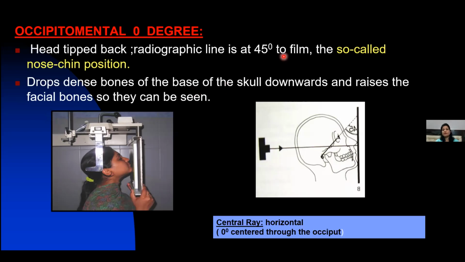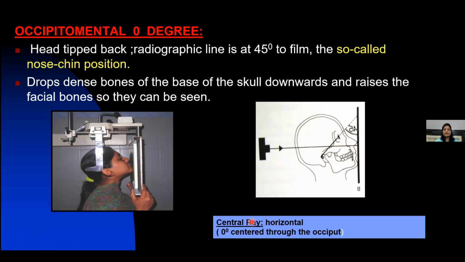Head is tipped, and the radiographic baseline is 45 degrees rather than 37 degrees, and this is called the nose chin touch position. We do it in such a way that your nose and chin touch the image receptor. Waters view is the chin touch position. Okay? 0 degree occipitomental is the nose chin touch position.